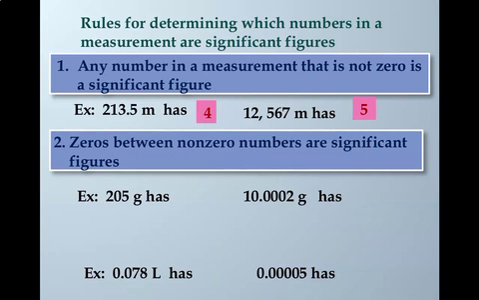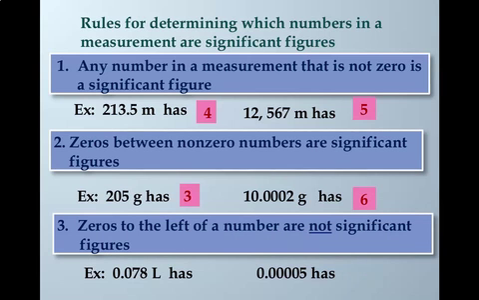So the second rule is that zeros that are sandwiched between non-zero numbers are significant figures. So in 205 grams, that 0 is in between 2 non-zeros, so it counts. So that would be 3 numbers we're counting there as significant figures. Okay, then 10.0002 grams, all those zeros are sandwiched. They don't have to be right next to the numbers as long as they're in between some. So we're going to count each and every number there. So that would be 6 significant figures.